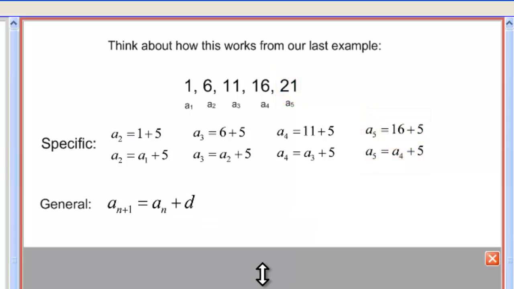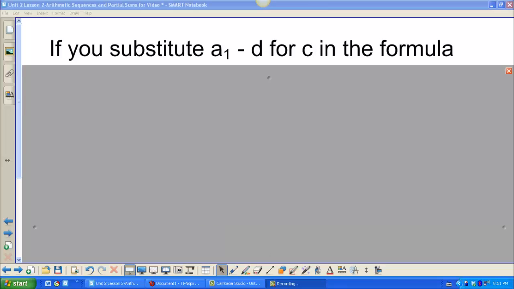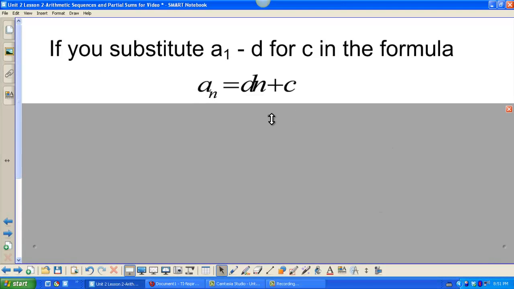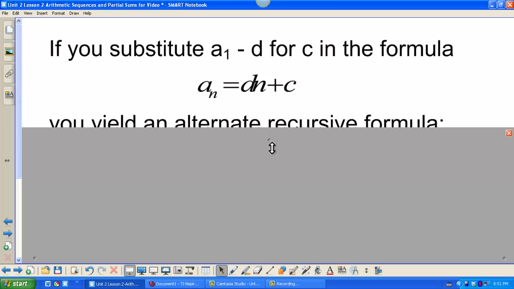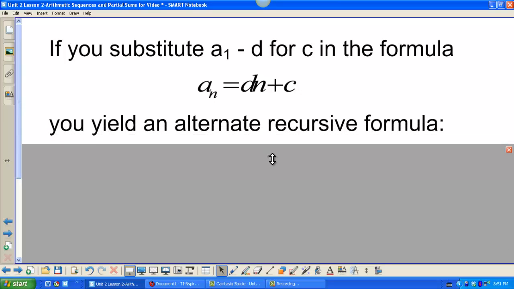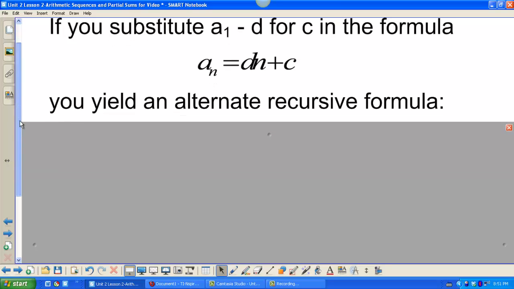Then we can use the general rule: if you take a sub n plus 1, the term 1 more than n, you take a sub n plus the common difference to get that value. Now, if you substitute a sub 1 minus d for c in the formula, okay, so here is our a sub n equals d times n plus c, our y equals mx plus b, so to speak, for these arithmetic sequences, you yield what's considered an alternative recursive formula.